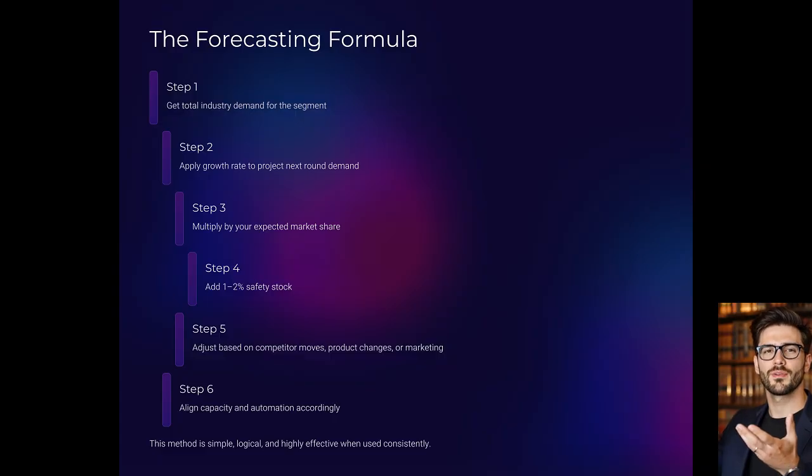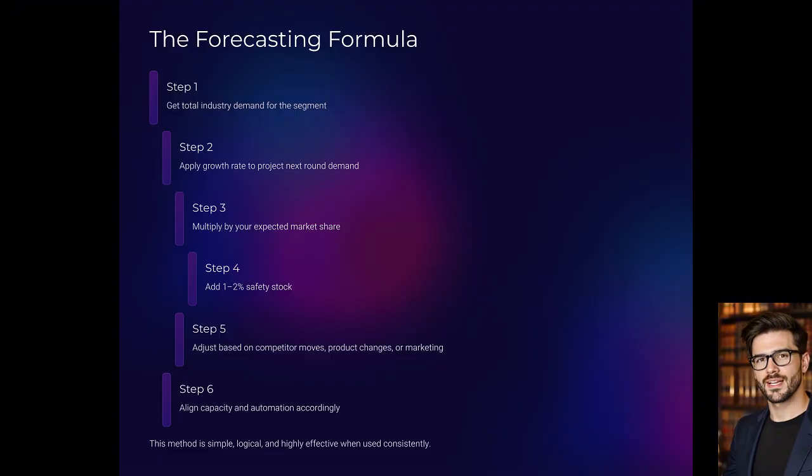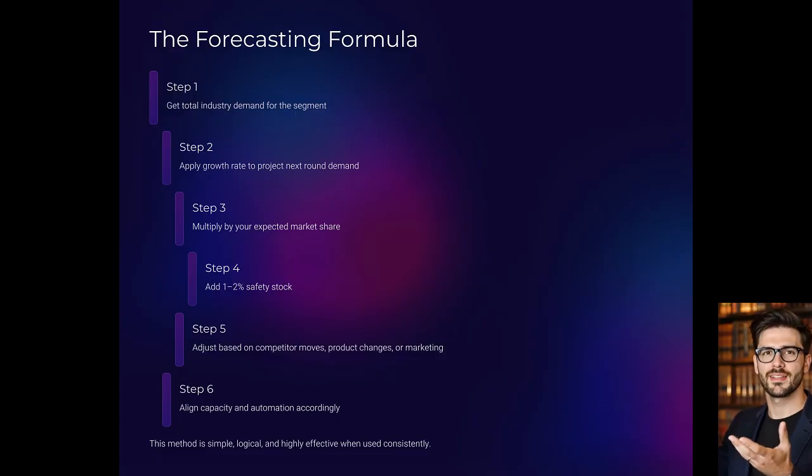Step 6. Align capacity and automation accordingly. This method is simple, logical, and highly effective. When used consistently, it prevents stockouts, reduces overproduction, and keeps your financials healthy.